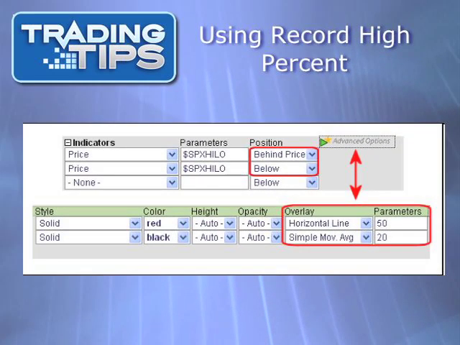Record high percent can be used with StockCharts.com, as shown on this slide. However, getting it to work is a bit tricky. First, enter the index symbol in the symbol box in the upper left. Second, go to Indicators and select Price. Third, enter the symbol for the high-low index in the Parameters box. Fourth, select Above, Below, or Behind for the position of the indicator plot. A moving average can be added by choosing Advanced Options and selecting Overlay.